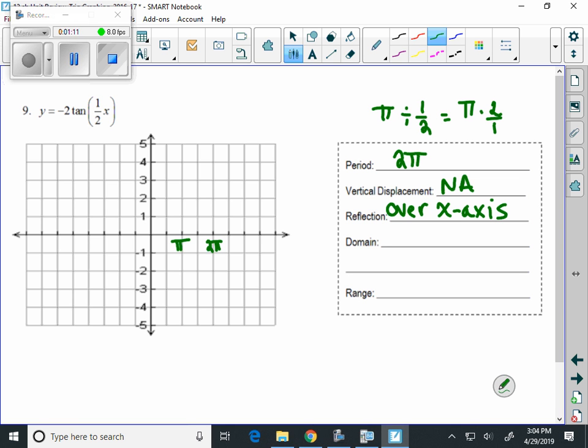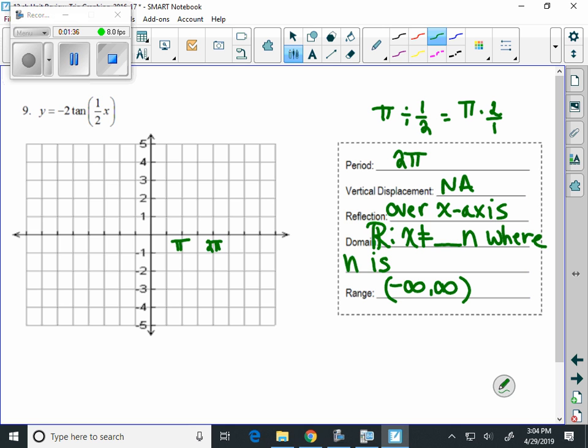Eventually, with our domain, we're going to get to the point where it's all real numbers such that x doesn't equal something times n, where n is, and we'll have to finish that. And then the nice thing about the range for tangent is that it's all reals.